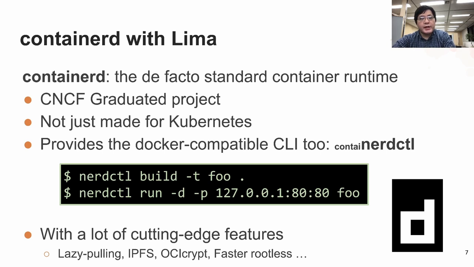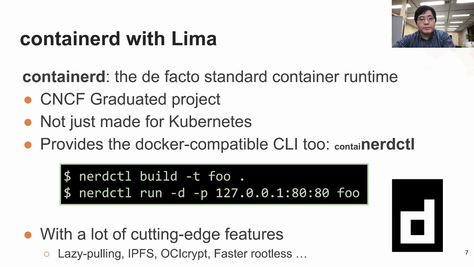Containerd even provides a Docker-compatible CLI. It's called nerdctl, containerd CTL. The usage of nerdctl is just the same as Docker. You can use nerdctl build to build an image, and nerdctl run to run a container. You can also use nerdctl compose to run containers from docker-compose.yaml.